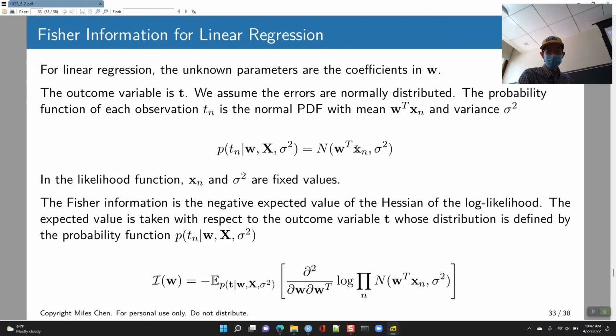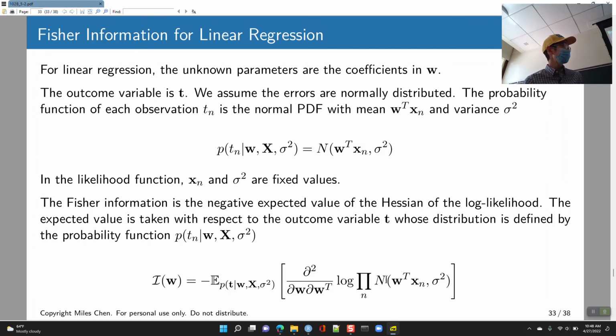And we're going to treat our input values, x, as fixed values, all right? And sigma squared is fixed. And what we want to know is the Fisher information here. So the expected value is taken with respect to the outcome variable t, whose distribution is defined by this function, right? So we want the negative expected value of this with respect to t, and we're taking the second derivatives based on our unknown parameters, which are going to be w.